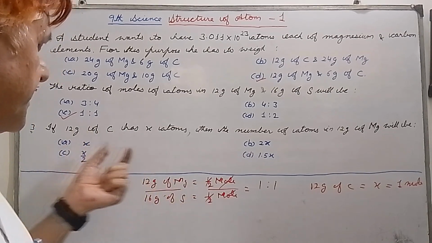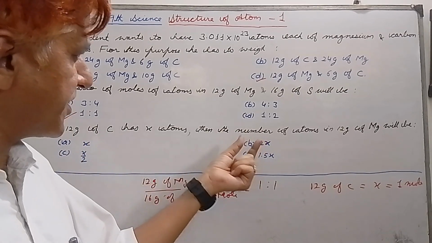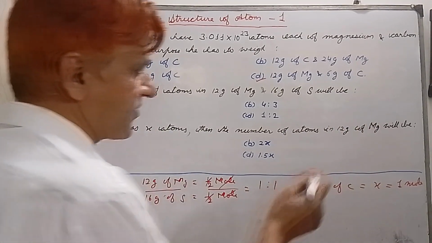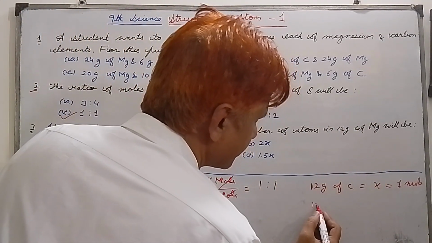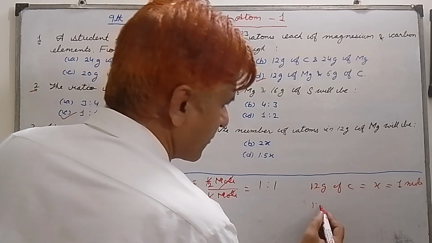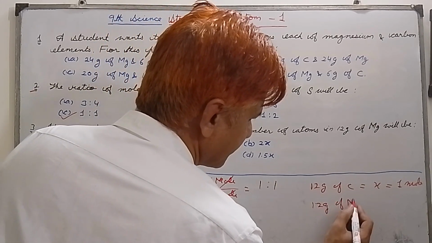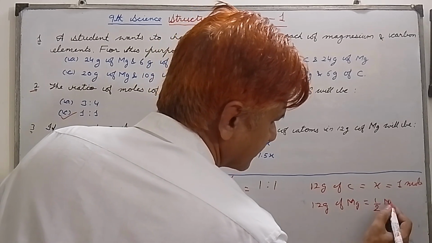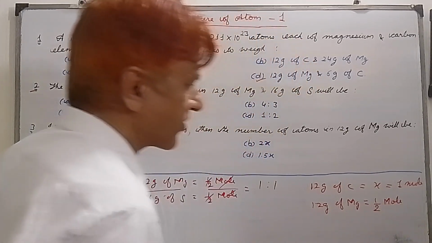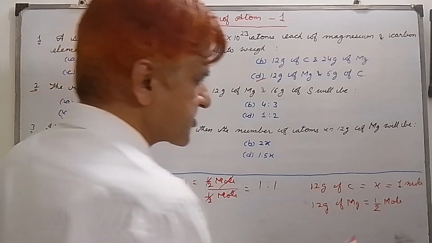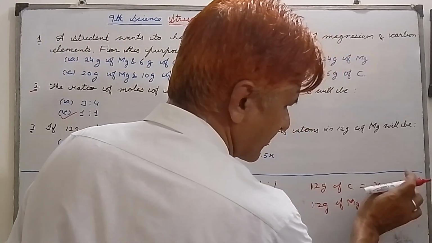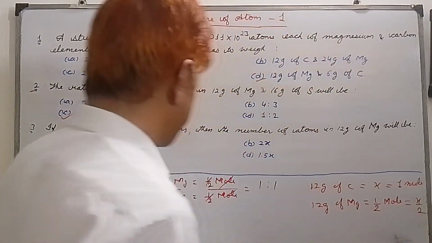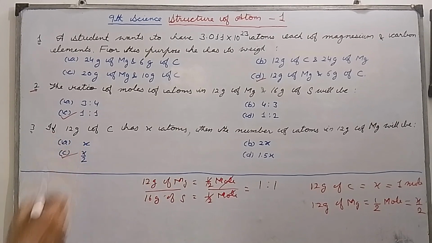Now we have to find number of atoms in 12 gram of magnesium. So again 12 gram of magnesium will have half mole of magnesium atom. So 1 mole is equal to X atoms. So half mole is equal to X upon 2 atoms. So C is the correct option.